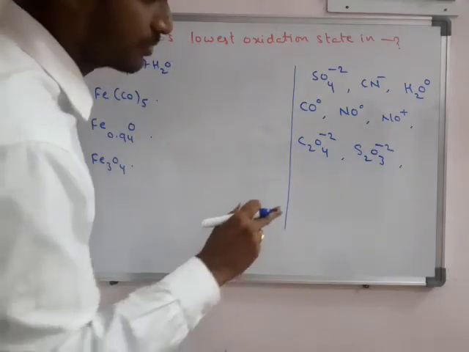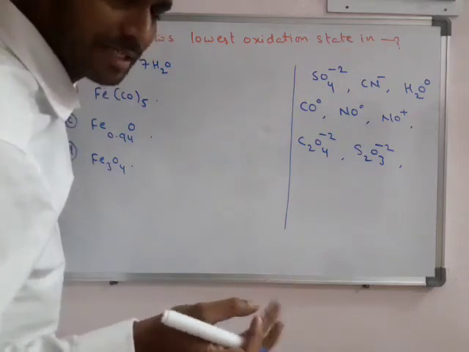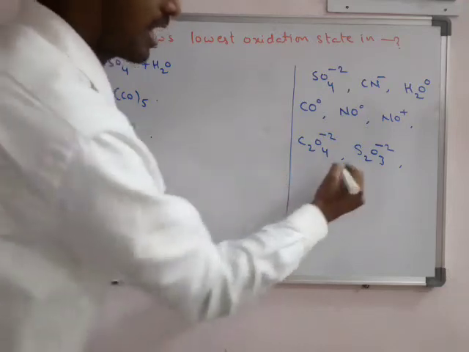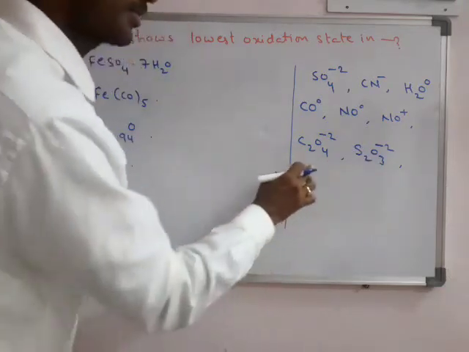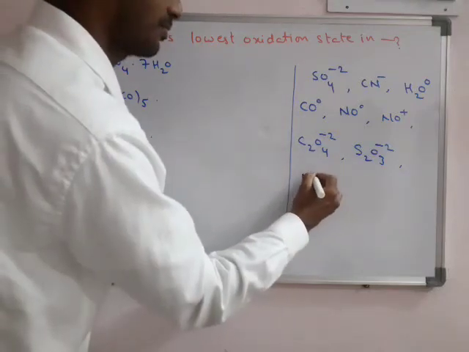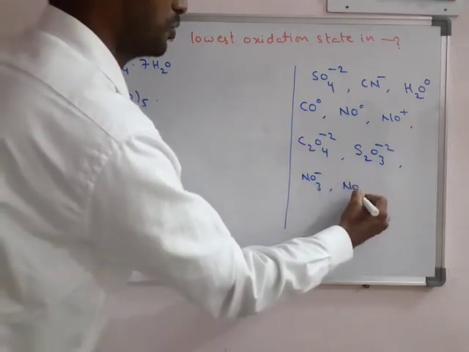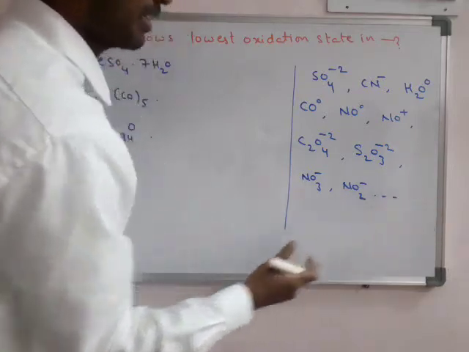We already know the positive radicals and negative radicals. Those negative radicals came in the names of ions, so you remember this from last year. Thiosulfate, oxalate. If NO3 is there, that is also in the form of minus. NO2 is present, that is also in the form of minus. So we'll get some more examples.